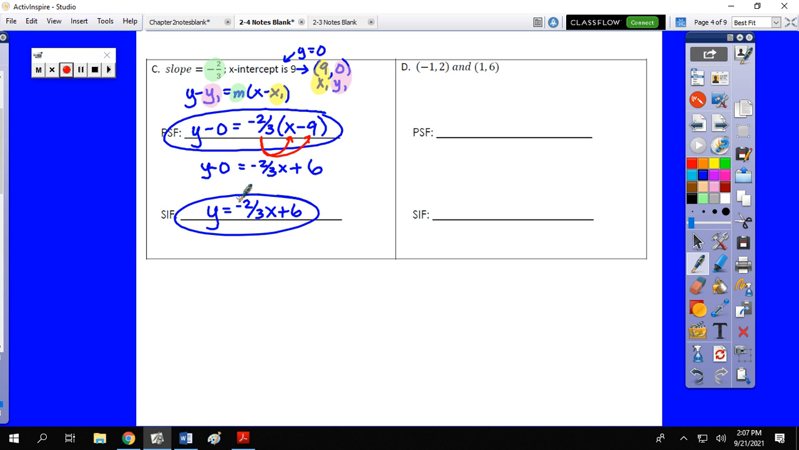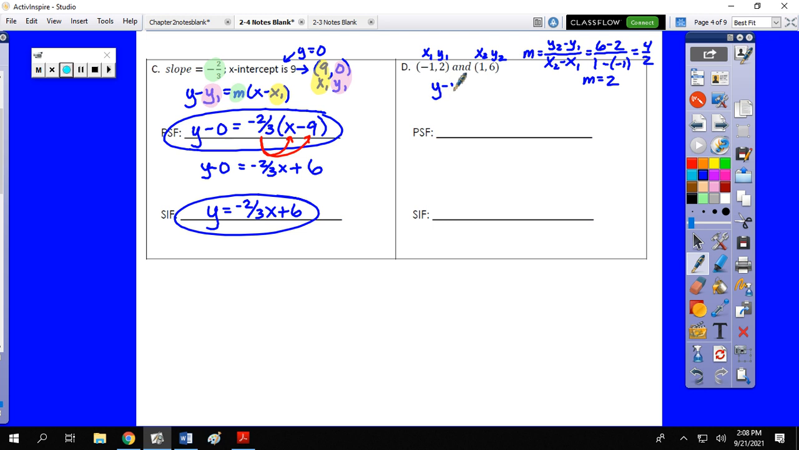Okay, then in letter D, we're given 2 points. Those are your x1, y1, and your x2, y2. Your first step should be to find the slope, y2 minus y1 over x2 minus x1. That would be 6 minus 2 over 1 minus negative 1. So your slope is 4 over 2, meaning your slope is 2.